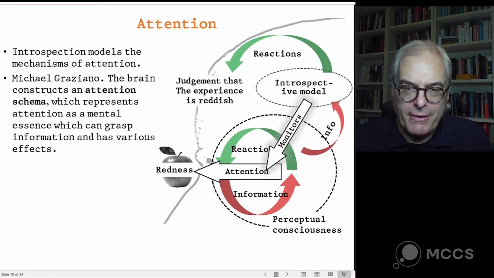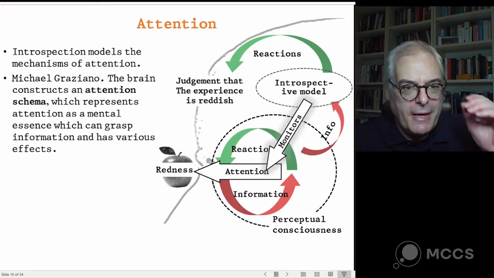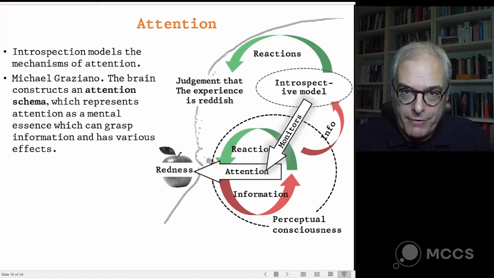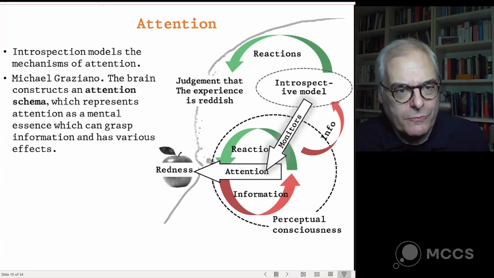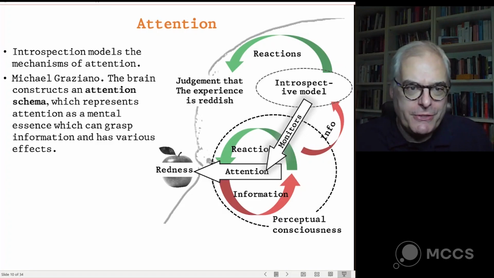The idea is this: attention is a complex, many-faceted process, and in order to control it, the control being largely at a subpersonal level, our brains need a simplified model of how our attentional mechanisms are operating and where they're directed and so on. So the brain monitors its own attentional processes and constructs a simplified model of them, which Graziano calls an attention schema.